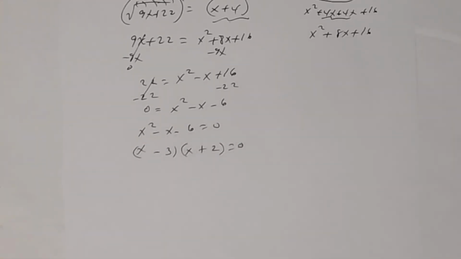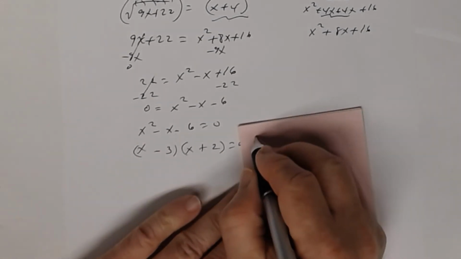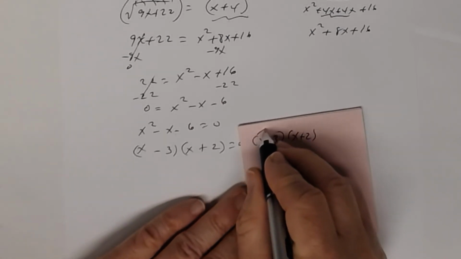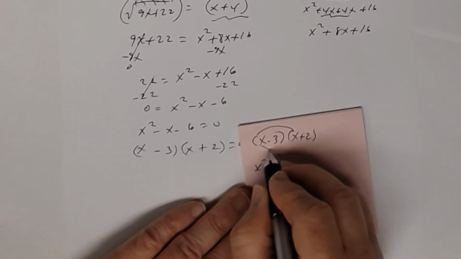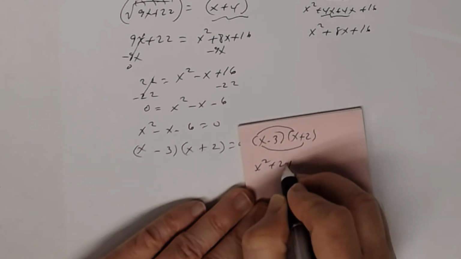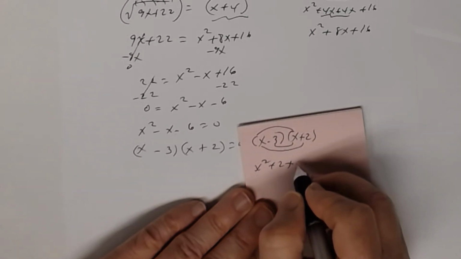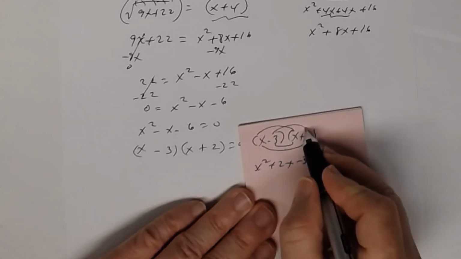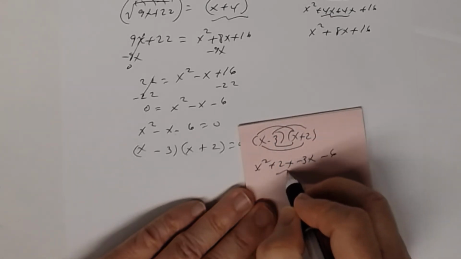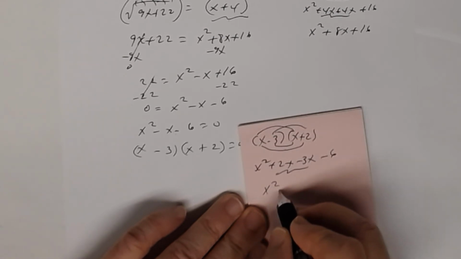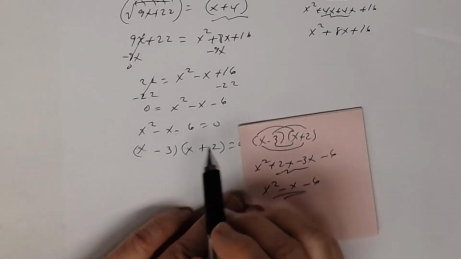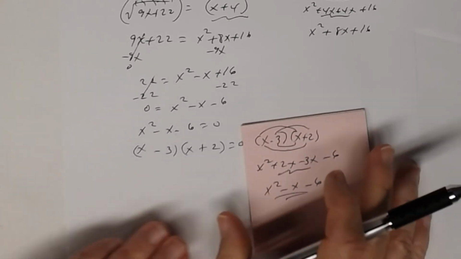And if you check it, just real quick, I get x minus 3 times x plus 2. When I FOIL it out, x times x is x squared. The outer, x times 2 is 2x. The inner, negative 3 times x is a negative 3x. And the last, negative 3 times 2 is a negative 6. Combining like terms, I get x squared, 2x and a negative 3x is a negative x, minus 6, which is what this is. So I factored this correctly.